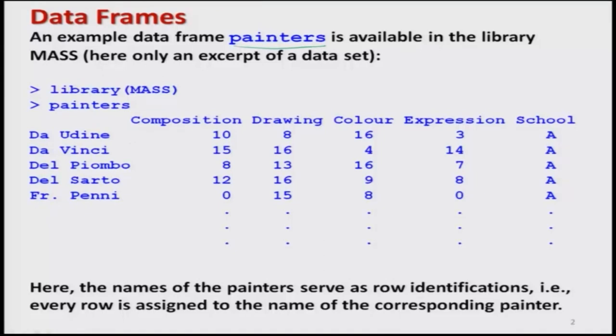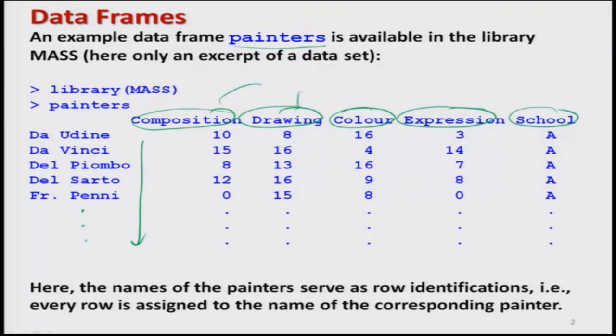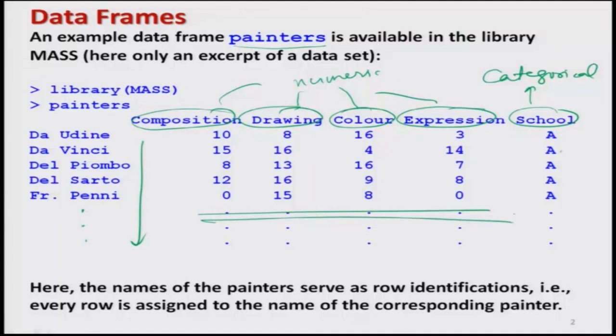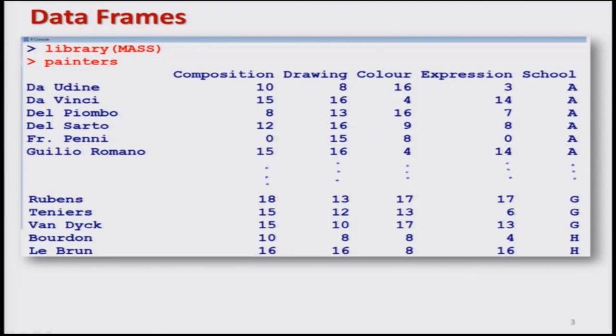So, we will start this lecture with this topic, and we will do some more commands. We are going to use the same data set that we used in the last two lectures, so let us have a quick revision of that data set. This data set was painters, which contains information on different types of painters in a long list. It has information on several variables: composition, drawing, color, expression, and school. Composition, drawing, color and expression are numeric variables, whereas school is the categorical variable, taking the values A, B, C, D and so on. This is the screenshot of that data set that we had used earlier also.